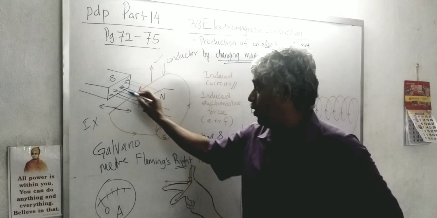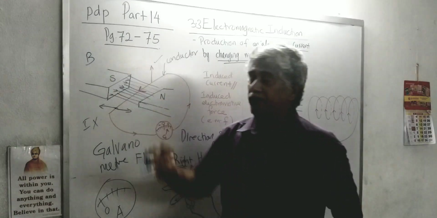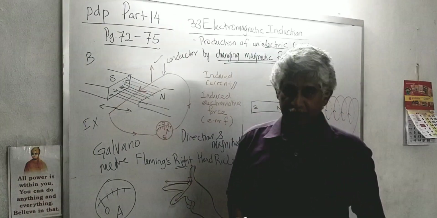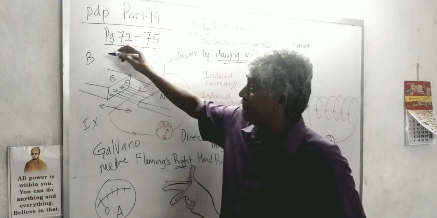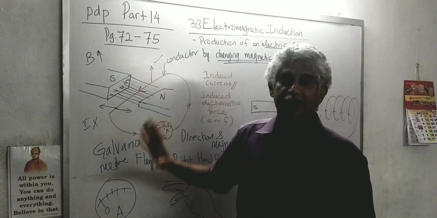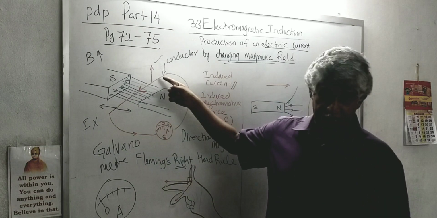That means when you use a stronger field, as I told you, we use the symbol B, the intensity of the flux, or the density of the flux, B. So greater flux, more current induced. That means you use a stronger magnet, you get more current.